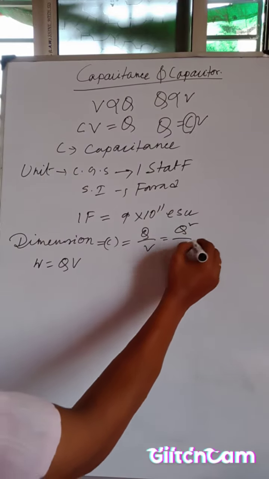We know V equals Q by 4 pi epsilon 0 R. Now C equals Q by V, so C will be 4 pi epsilon 0 R. This is the capacitance of a spherical conductor in SI. In CGS, C equals only R. So capacitance is proportional to the radius.